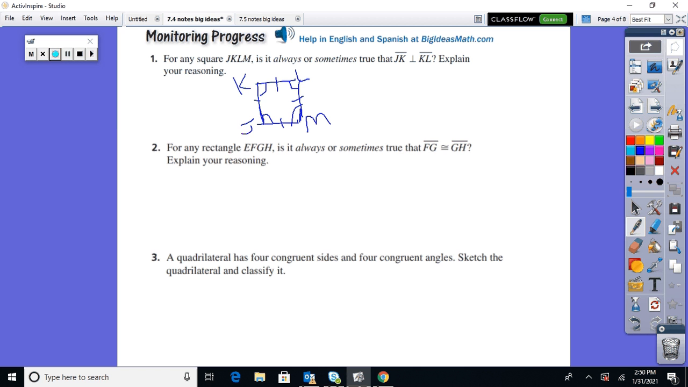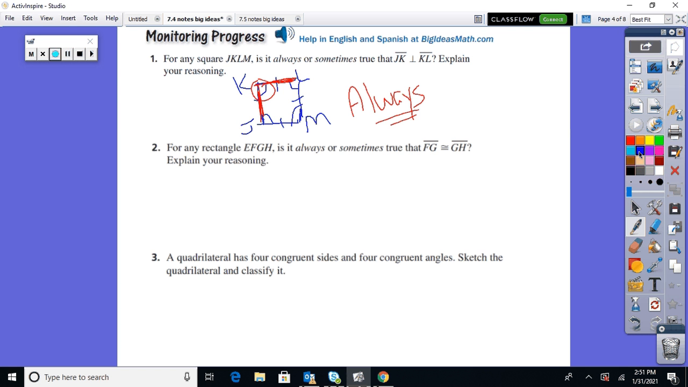Is it always or sometimes true that JK is perpendicular to KL? Well, since it's a square, that is always going to be true. You have right angles by definition of a square. All right, the next one.